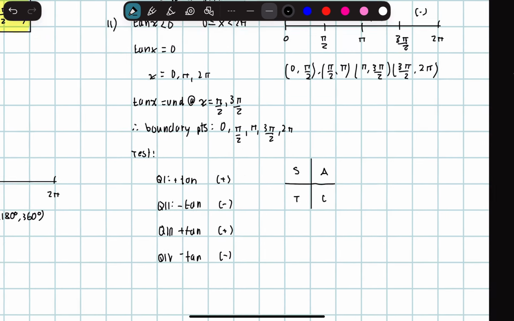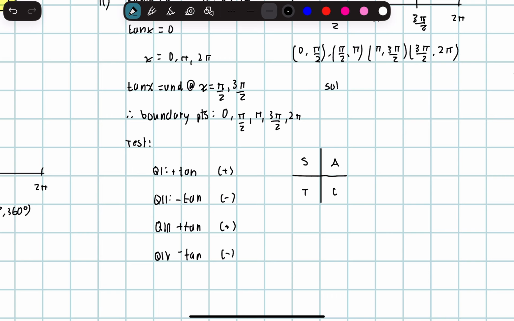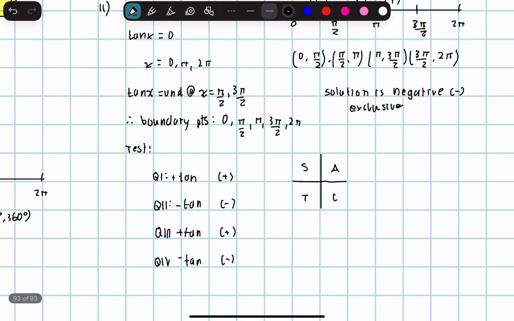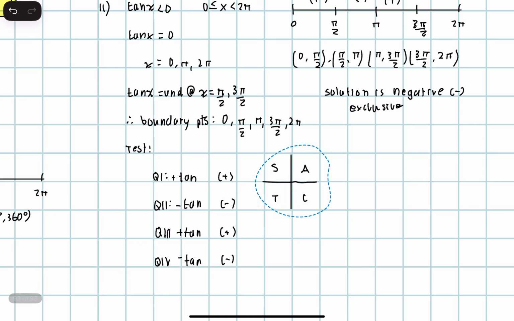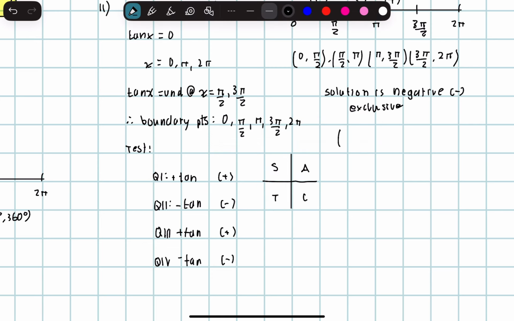So now we choose intervals. For our solution, we know our solution is negative. And also it is exclusive. That's exclusive. So therefore we can write our final solution as pi over 2 to pi union 3 pi over 2 to 2 pi. Great. So I'm going to box that up.